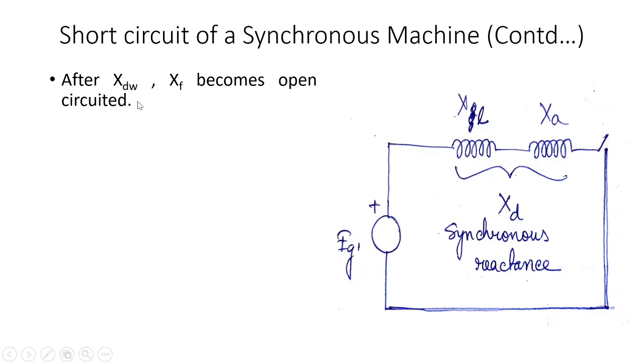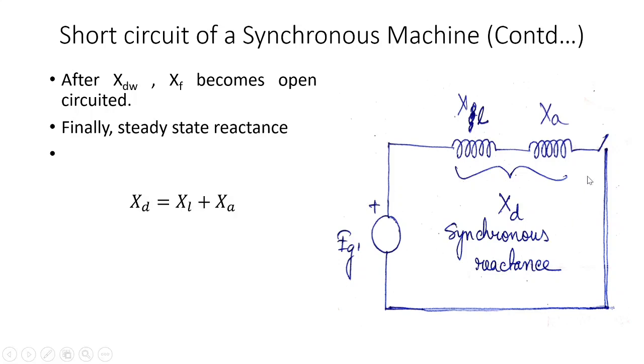We know that after XDW, XF becomes open circuited, that is, the current in the field windings dies down. Finally, we reach the steady state reactance, which is not supposed to be reached if the circuit breakers activate properly. And it is an easy combination. We can see that XD is equal to the series combination of XL and XA. So XD is equal to XL plus XA.